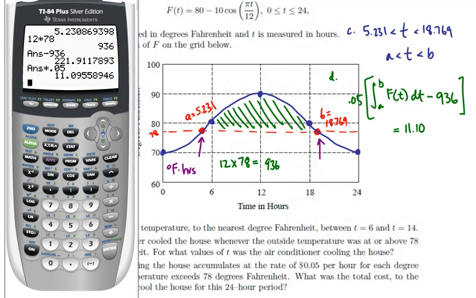And so we found the integral, the whole area under the curve from a to b. We subtracted out the rectangular area, 12 times 78, which is 936, and multiplied that by 5 cents, so we end up with $11.10. And again, that's all that I would need to write for part D: 0.05 times the quantity integral from a to b of f of t dt minus 936. Making sure that a and b are clearly labeled somewhere on your paper, and that capital F of t is also labeled, which it is. And so that brings us to the end of problem 1.